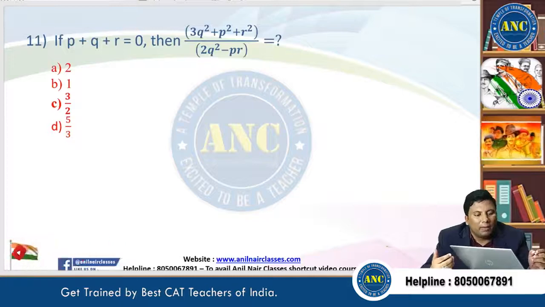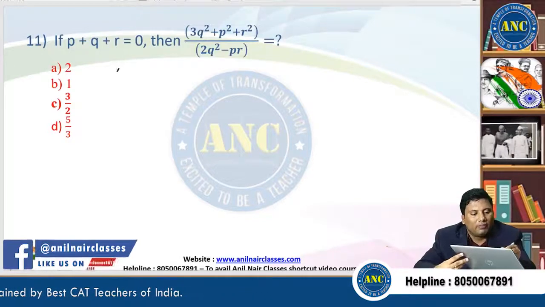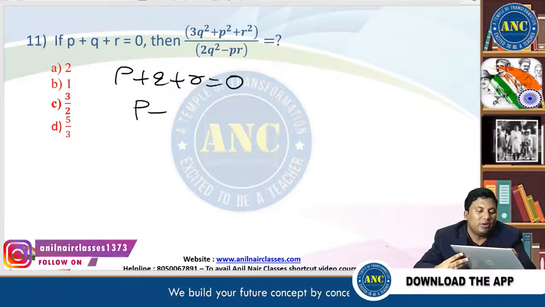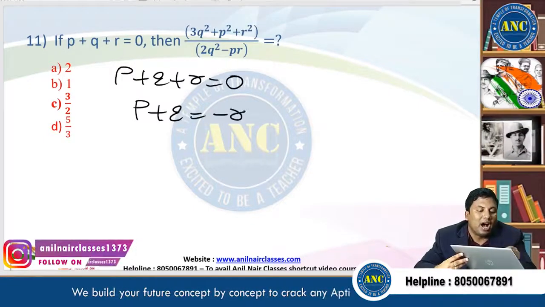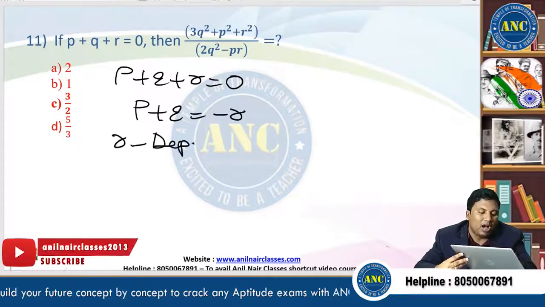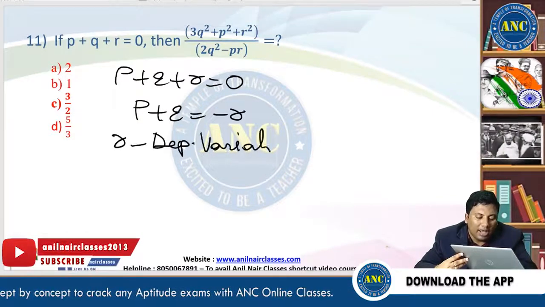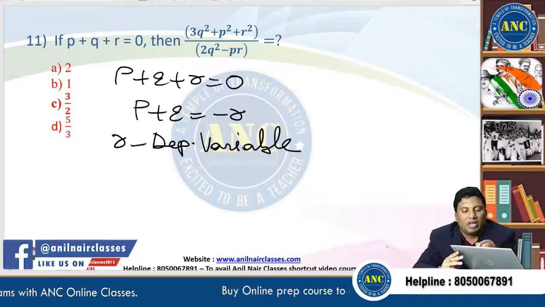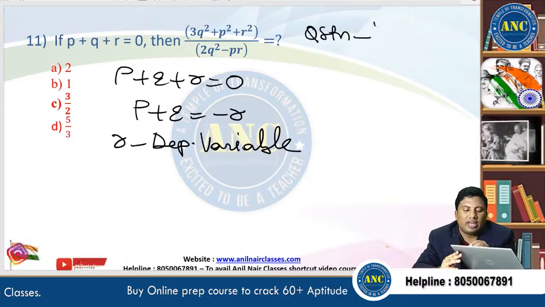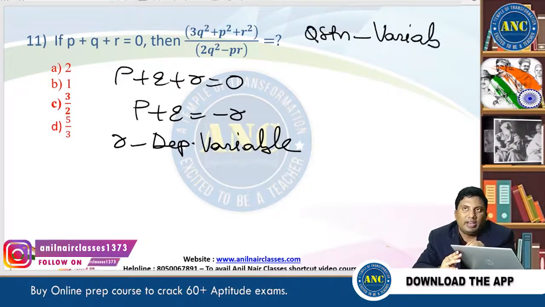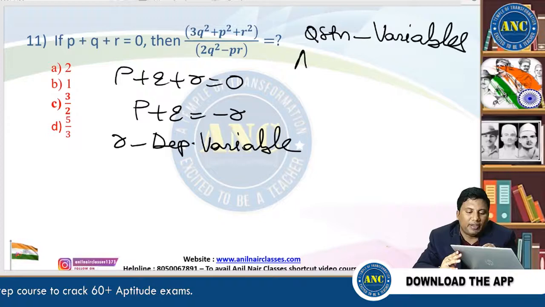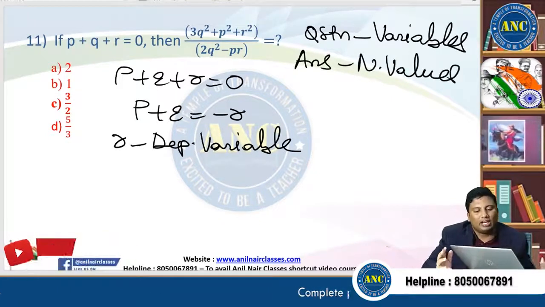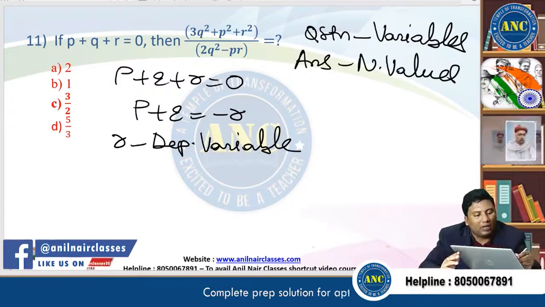11th one, if p plus q plus r is 0, that means p plus q is equivalent to minus r. R is the dependent variable. Is only r there in the denominator? No. That means we can use this concept. If you observe, this question contains variables, and the answer contains numerical values. Make r value 0.